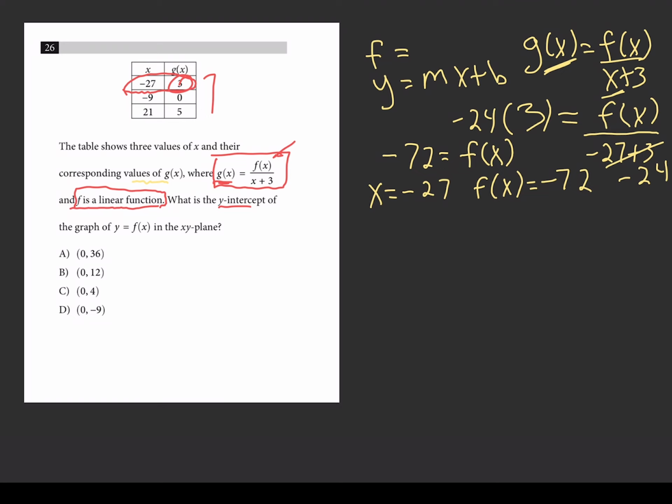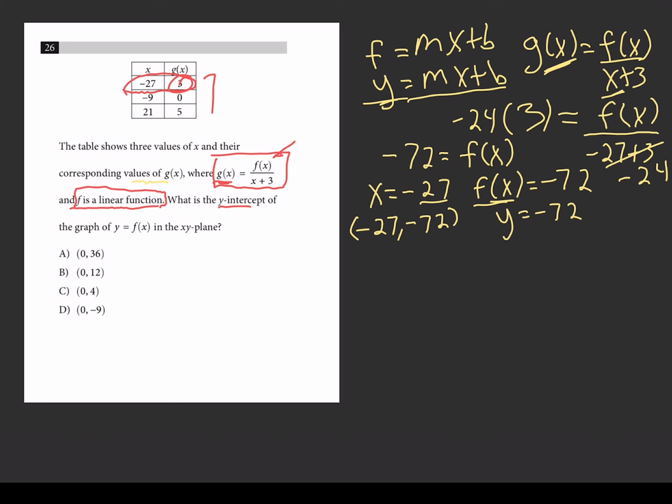So f of x, remember the f of x is really this some line, which we're trying to figure out. So f of x is like the y. It's like the y here. So on this line, we know if you say y is equal to negative 72 when x is negative 27, that means I have a coordinate. That means that negative 27 comma negative 72 is a coordinate on this f line. But to figure out what the equation of a line is, you need 2 points.